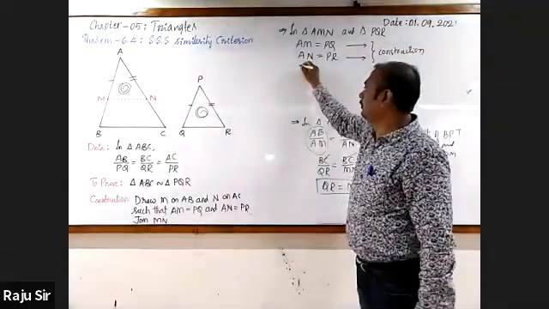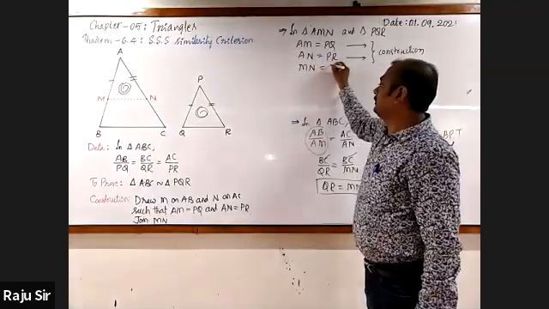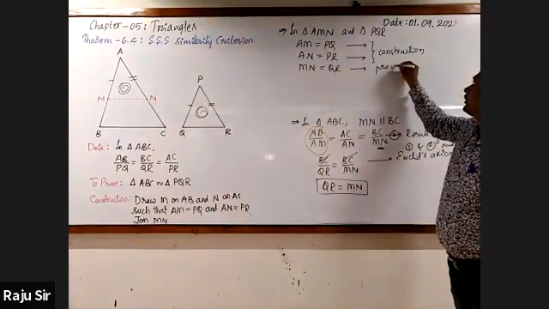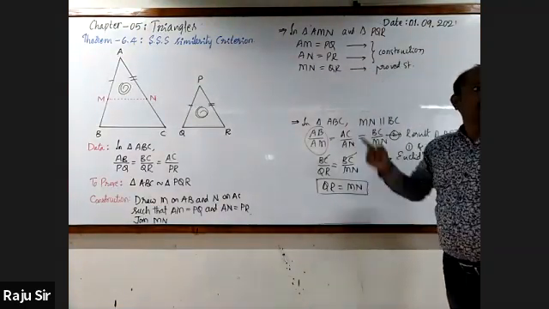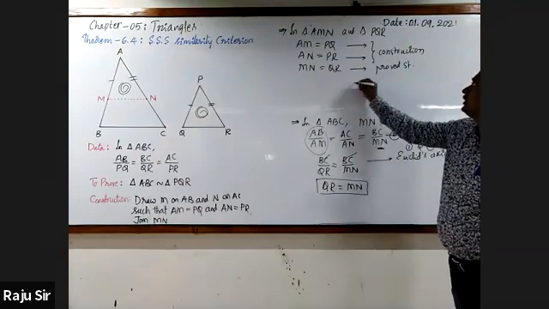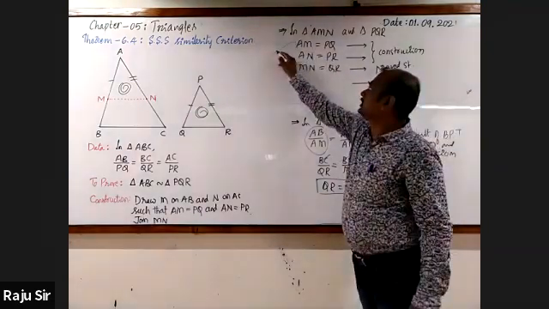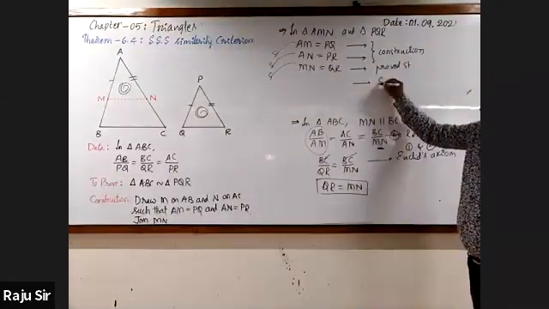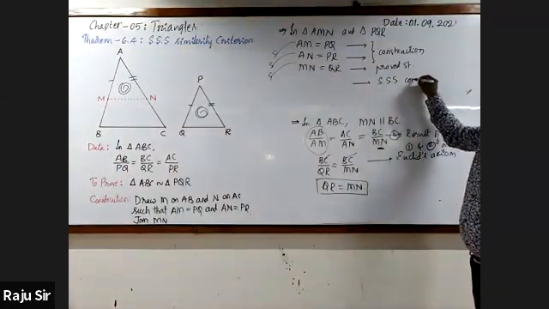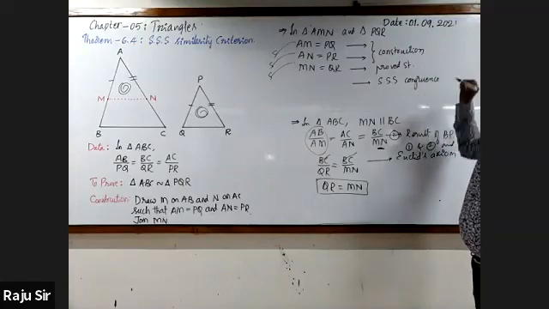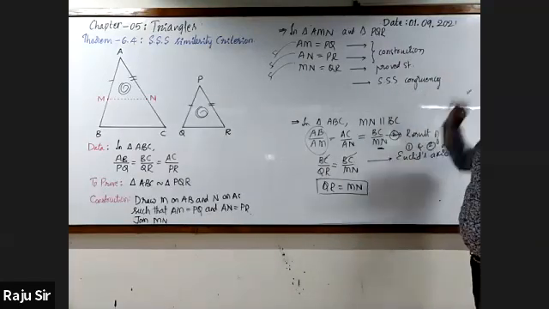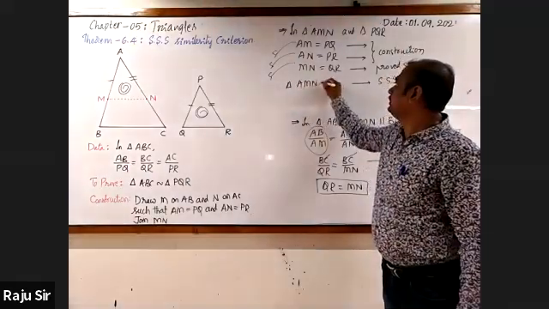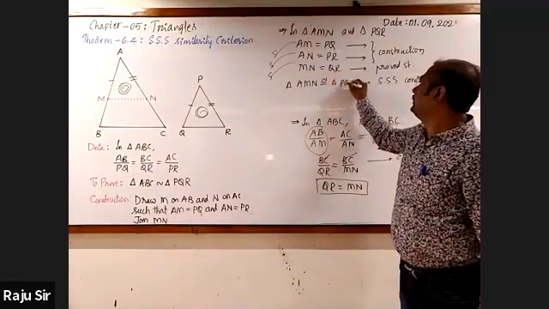Next, MN equals QR, proved statement. Which congruency rule? Corresponding sides are equal. So by the congruence rule, we can write triangle AMN is congruent to triangle PQR.